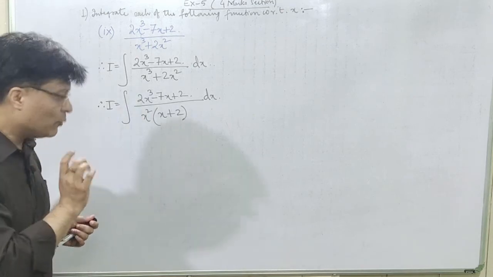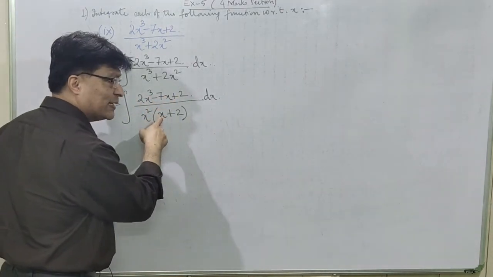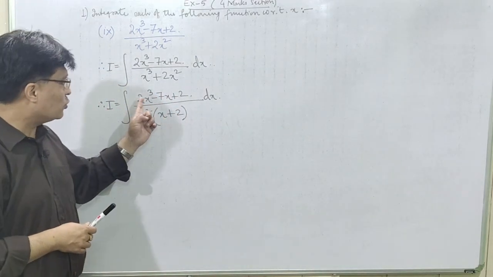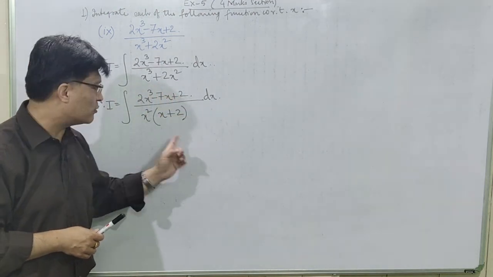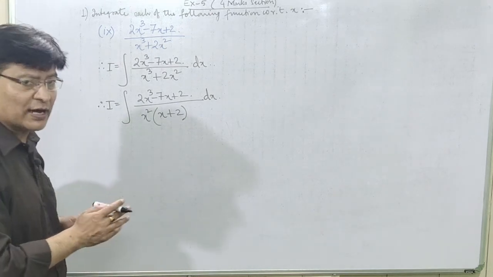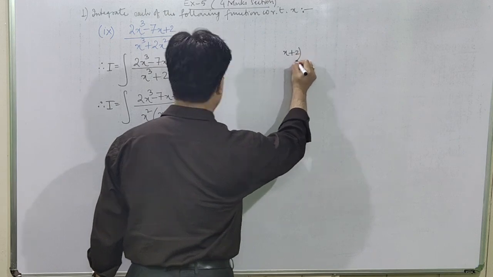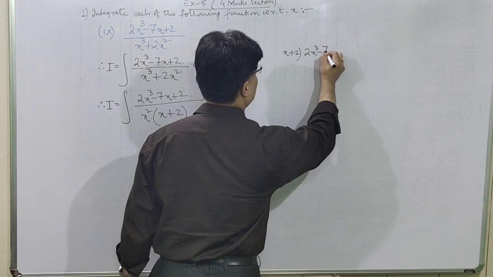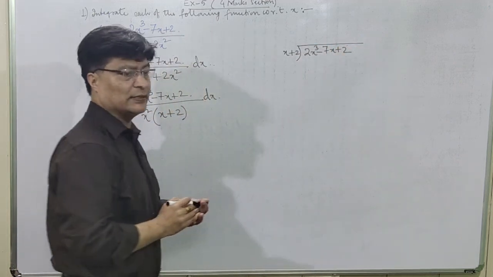Okay, now you can divide this 2x cubed minus 7x plus 2 by x plus 2. Now we can divide. We can easily divide this 2x cubed minus 7x plus 2 by x plus 2. So let us divide it in the rough part. Okay, so in this rough part, we divide 2x cubed minus 7x plus 2 by x plus 2. So let us divide it.